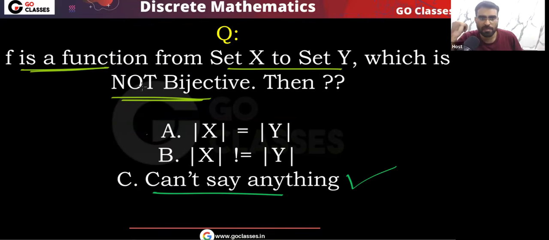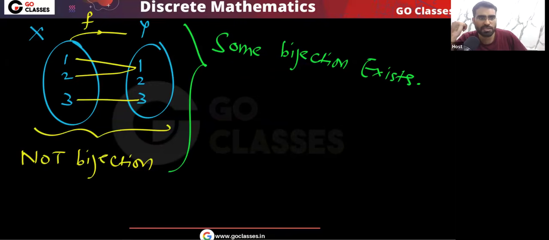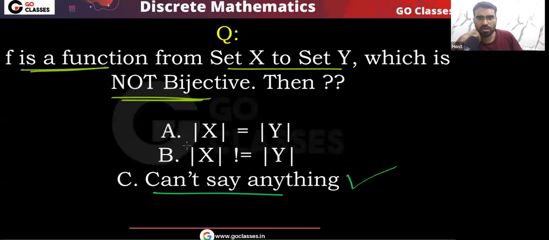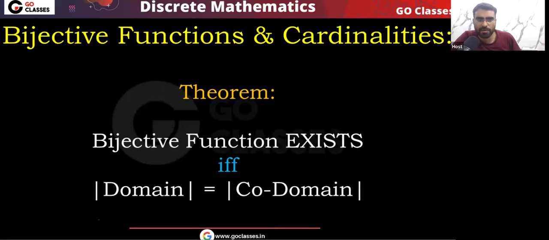Okay. Maybe the question maker is talking about maybe this function. This function is not bijective, but some bijection definitely exists in this situation. So remember, you can't actually say anything. We can't say anything. Okay. Anything can happen. Tell me. So this is the result that bijection exists if and only if domain and codomain cardinality are the same.